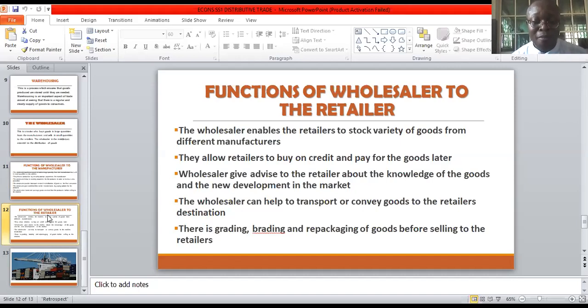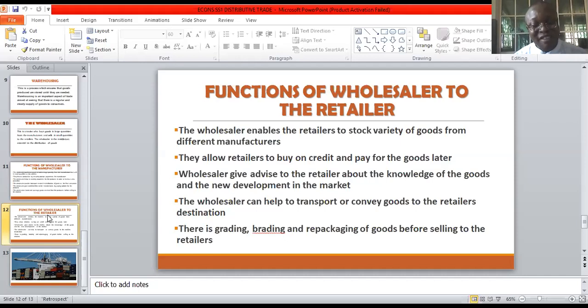The second one is that they allow the retailer to buy on credit. The retailer can go to the wholesaler's shop to buy goods without making payment at the initial stage. That means they will pay at a later date. So the wholesaler gives the retailer the opportunity to buy on credit from them.